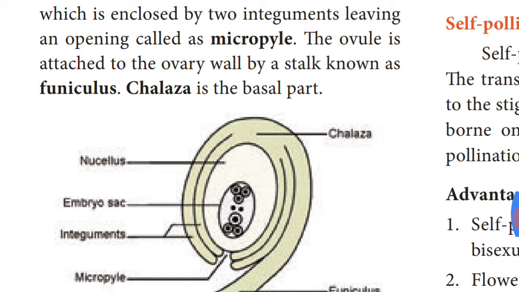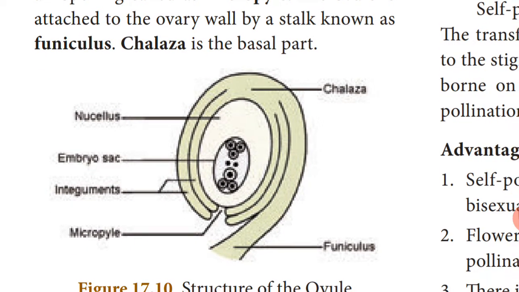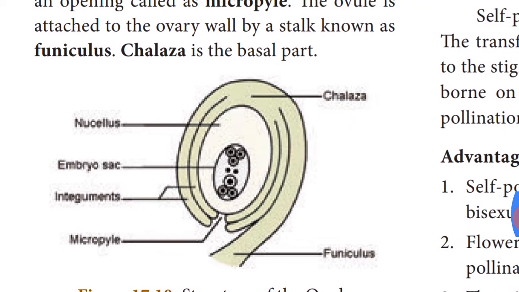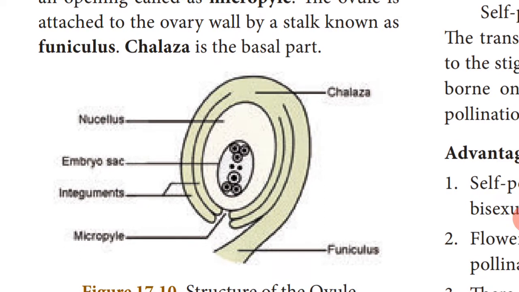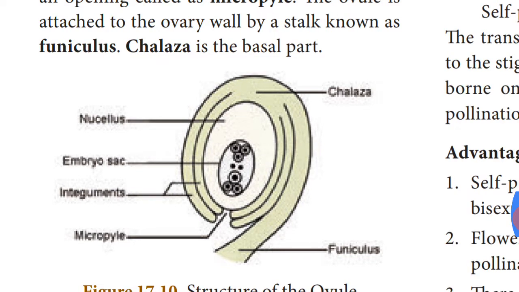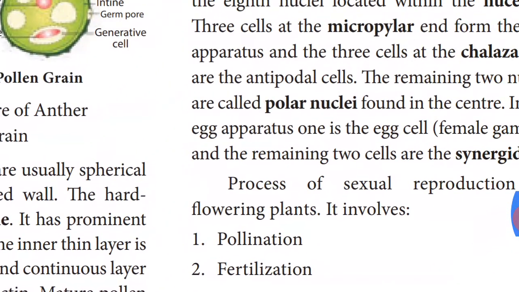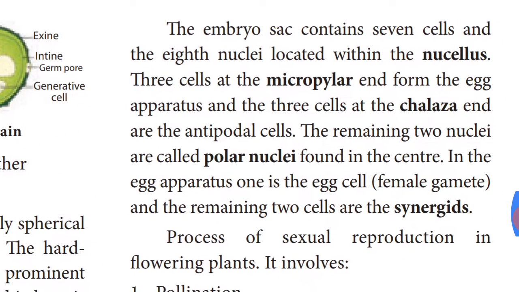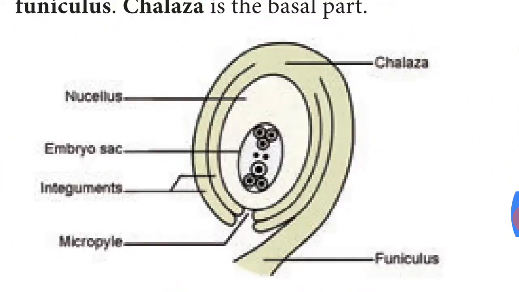The ovule is attached to the ovary wall by a stalk-like portion called the funiculus. It is only used to connect the ovule to the ovary. The basal portion is called the chalaza. And in the center, the embryo sac is present, inside the nucellus.